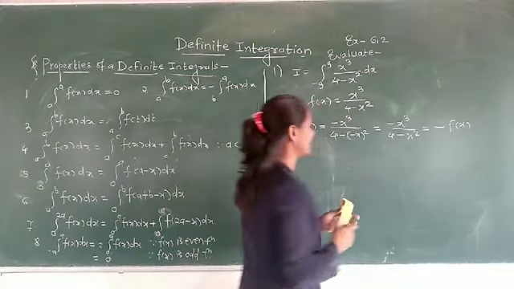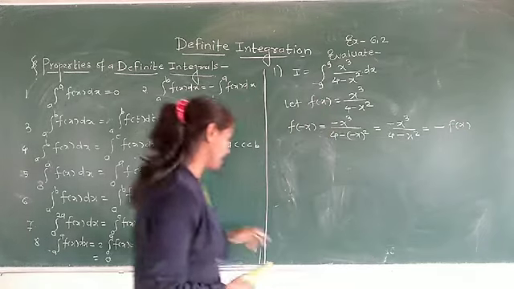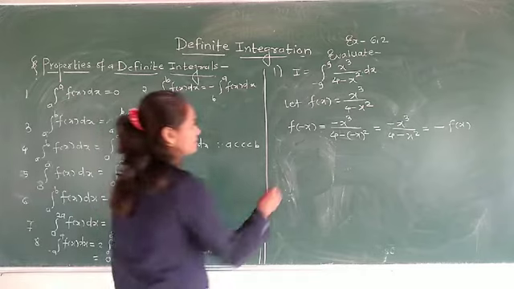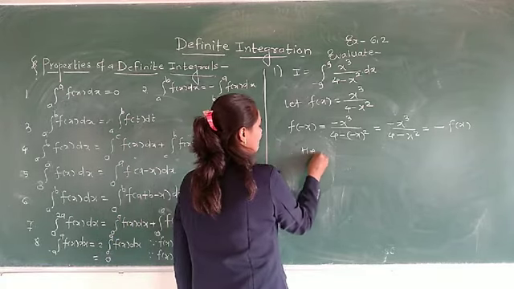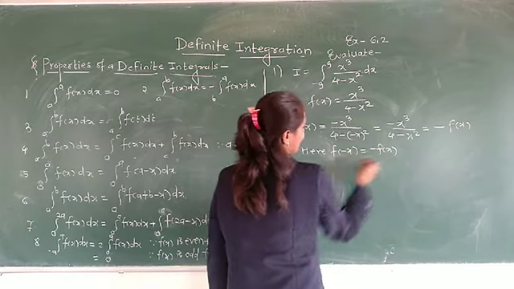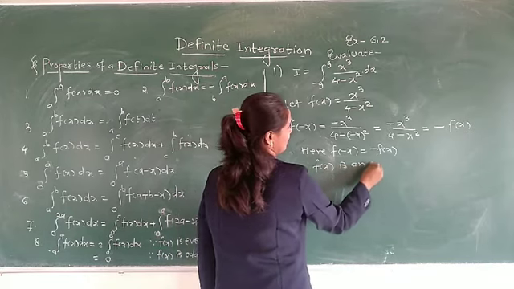So here we get f of minus x is equal to minus f of x, and we see that if the function is an odd function, then the integral is 0. f of minus x is equal to minus f of x. Therefore, the function is an odd function.